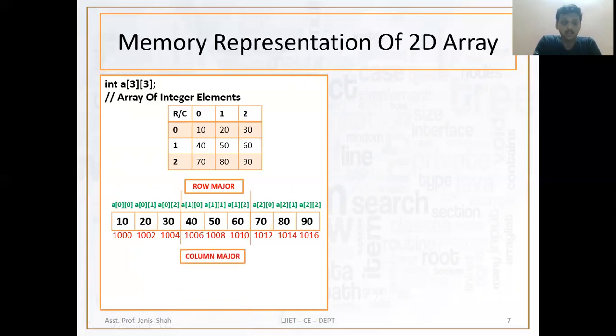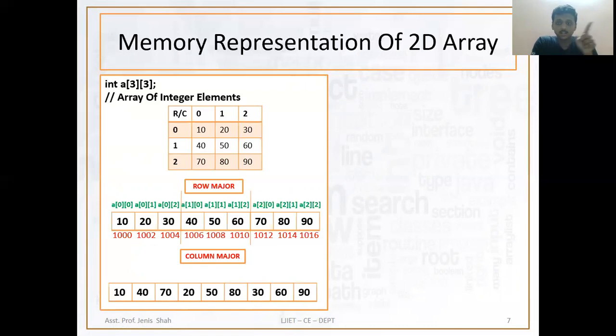Now, column major. In column major, again the elements are there, but the sequence of elements changes a little bit: 10, 40, 70, 20, 50, 80, 30, 60, 90. Okay, how? Let us see. Three parts because it's column wise. Elements a of 0 0, a of 1 0, a of 2 0.